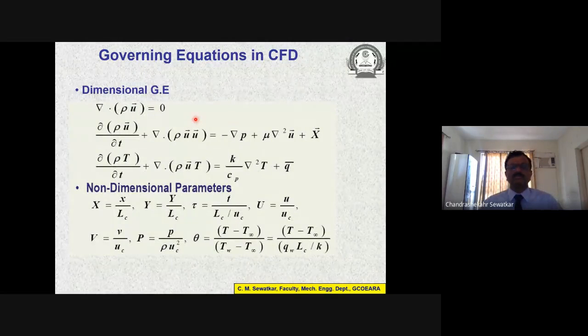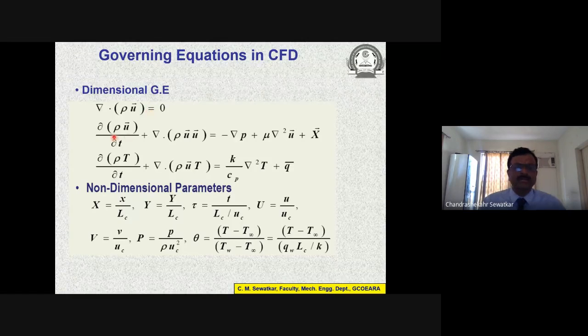Yesterday we went through the governing equations in CFD. I am reiterating those equations. For example, the first equation, divergence of rho u vector is equal to 0, is the continuity equation, which is nothing but a mathematical representation of the principle of conservation of mass.